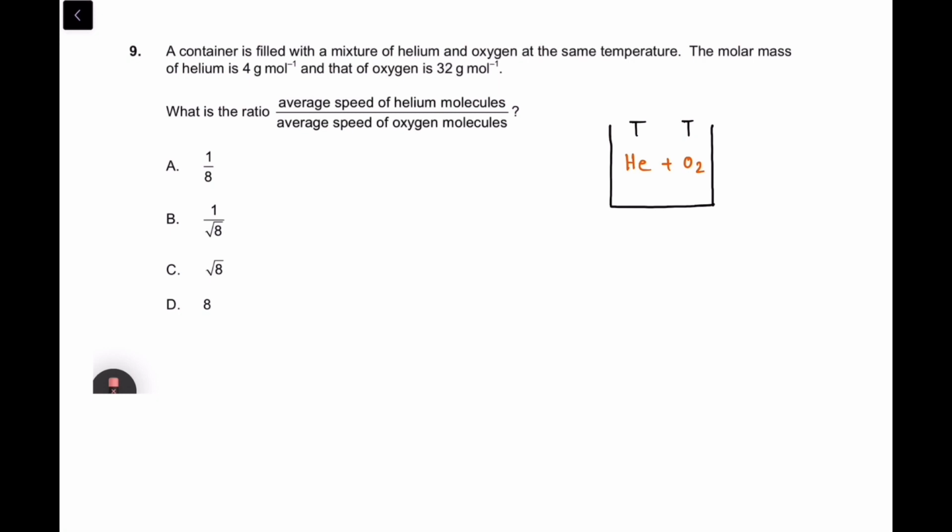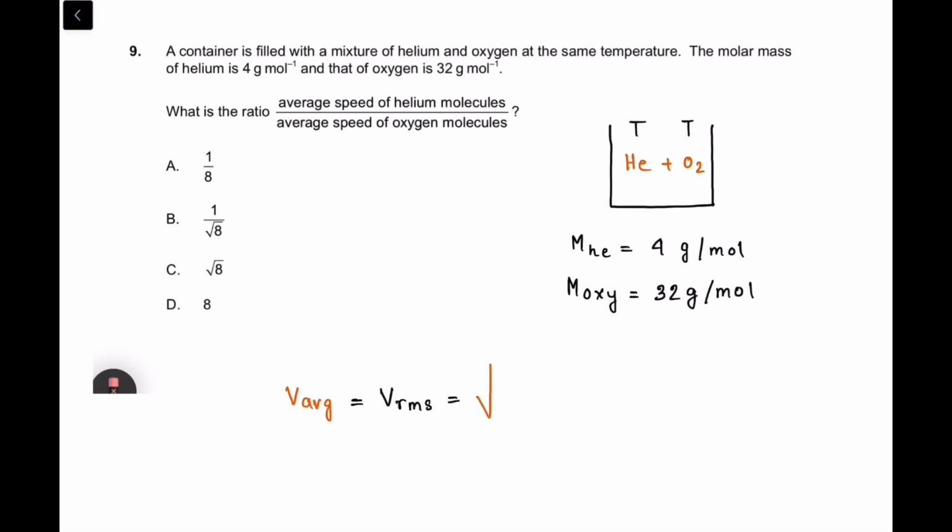So the molar mass of helium is given to be how much? 4 gram per mole, right? And the molar mass of oxygen is given to be how much? 32 gram per mole, right? Now we have to find the ratio of the average speed, right? We know that the average speed of the gas molecule is nothing but the RMS speed. So this is Vrms. So what is Vrms?